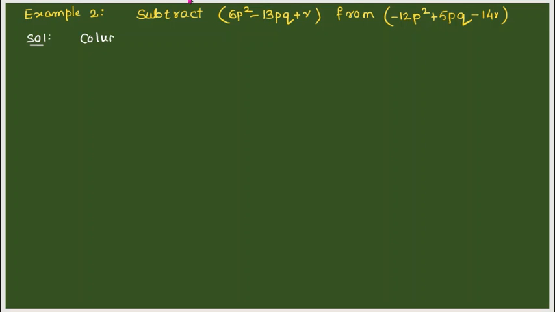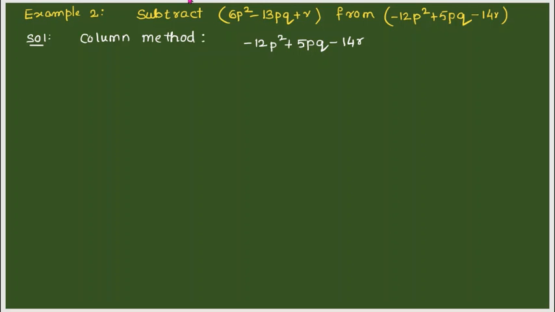So first by column method, let us subtract this, children. The method is according to your convenience. Unless the method is mentioned, you can choose any method. Here we are going to subtract this one from this one. From which expression we are subtracting, that we have to write first. So minus 12p square plus 5pq and minus 14r we write first. So this we are going to subtract.